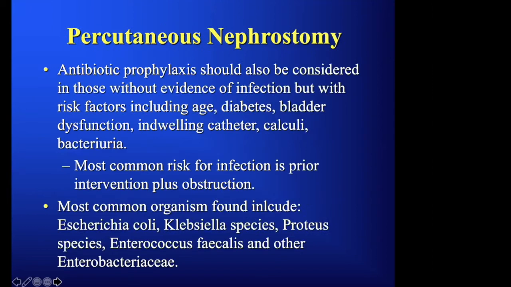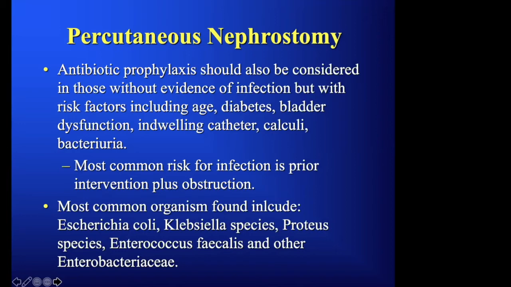So the prophylaxis, again, should be considered in those patients that don't have infection, but are a high risk category, including those patients with advanced age, patients with diabetes, bladder dysfunction, indwelling catheters, patients with calculi or bacteriuria. So the most common risk for infection in these procedures is again related to whether a patient had prior intervention, plus the obstruction that's already there, either from malignancy or a stone.